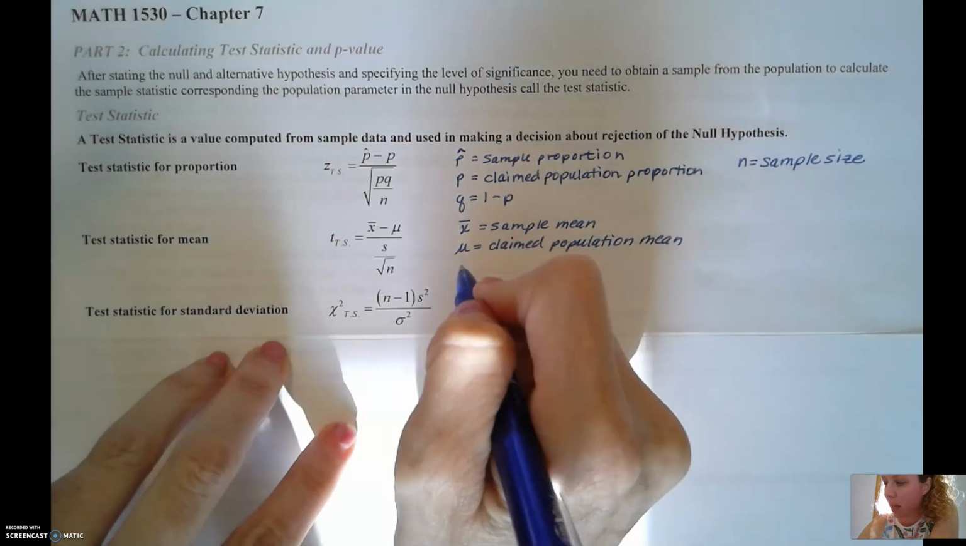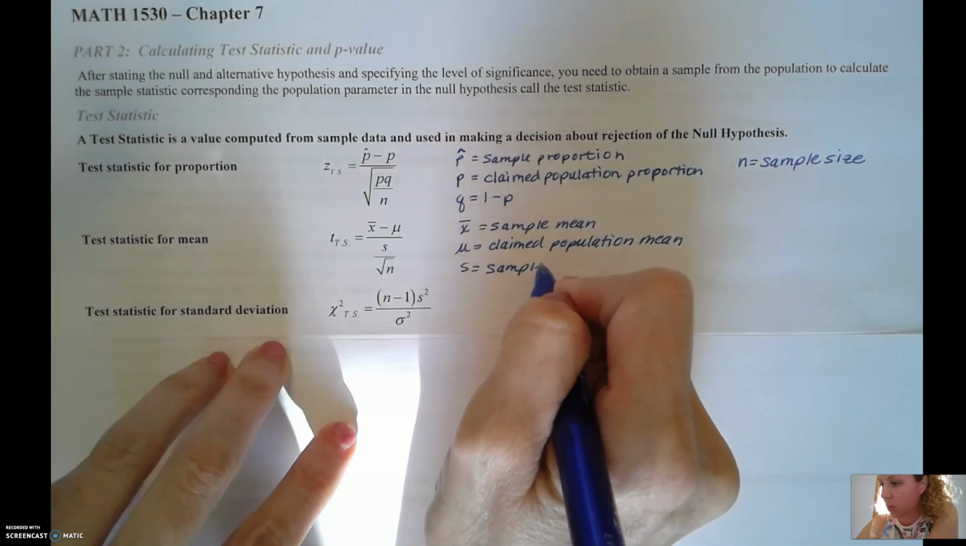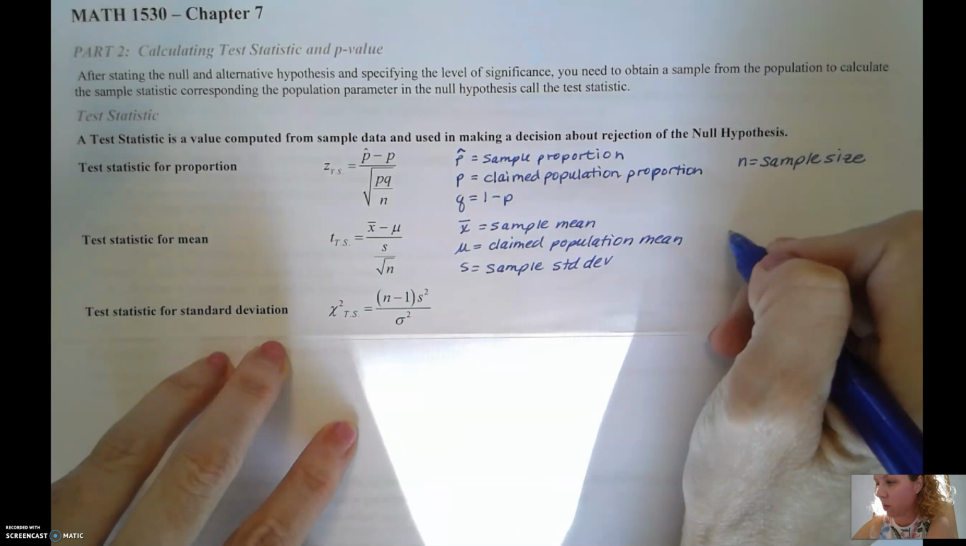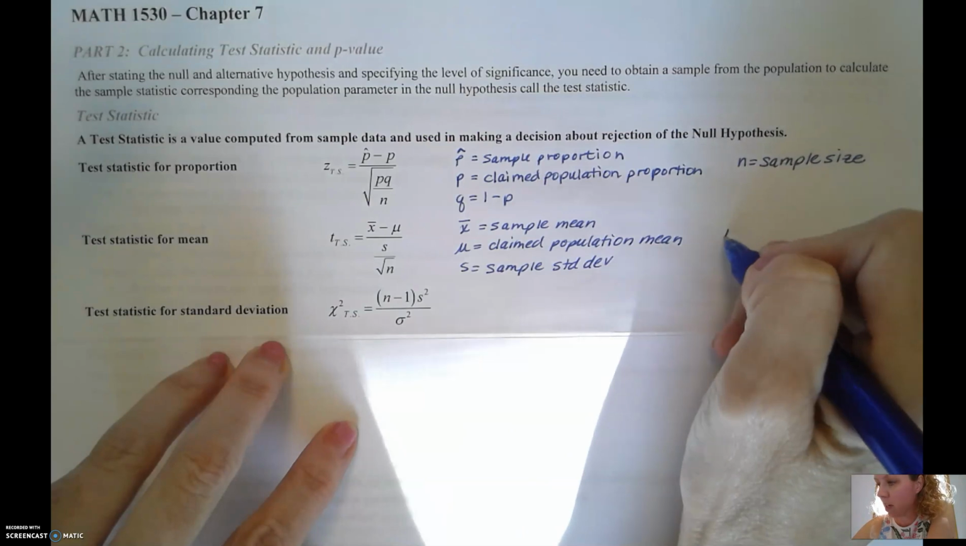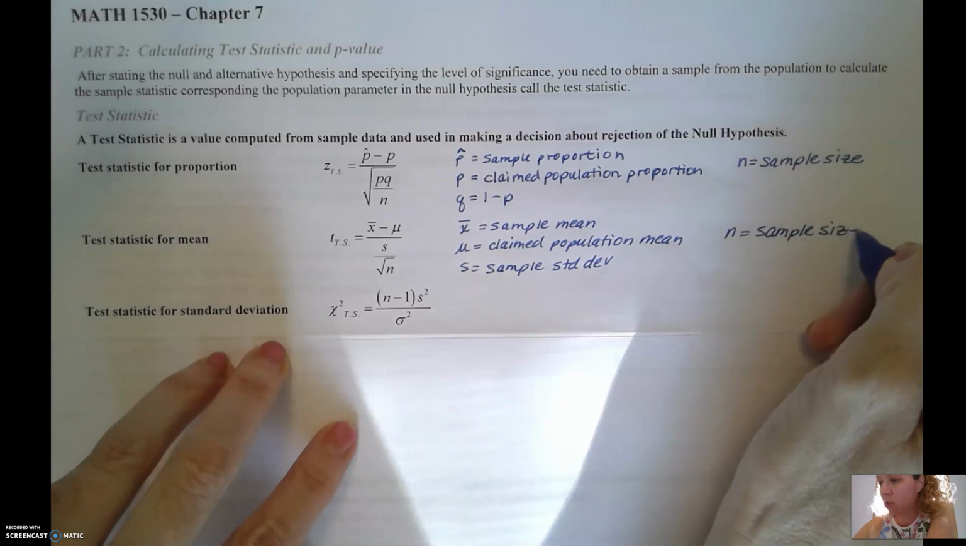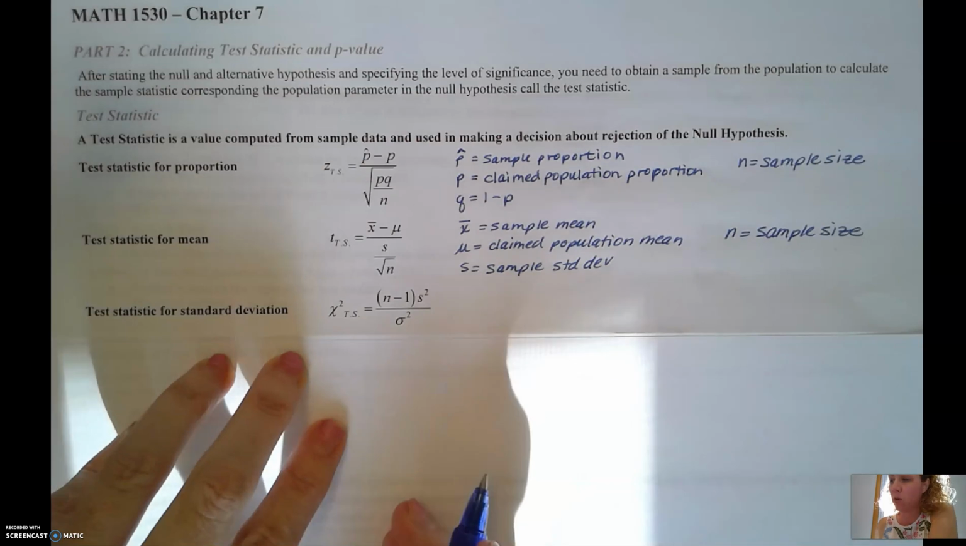divided by S, which is the sample standard deviation, divided by the square root of n. And again, remember, n is the sample size. So you're using the sample statistics and comparing it to the population claimed mean or proportion.